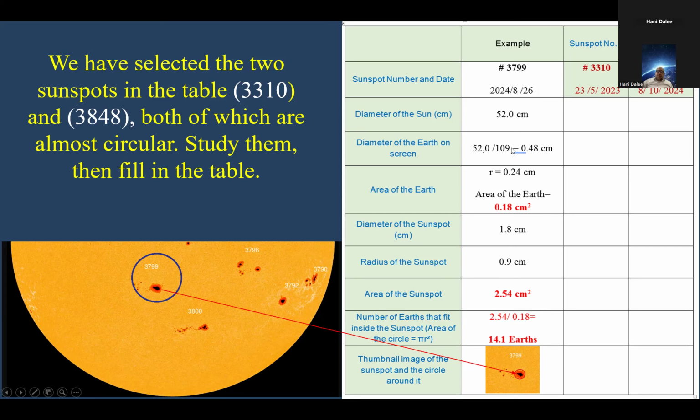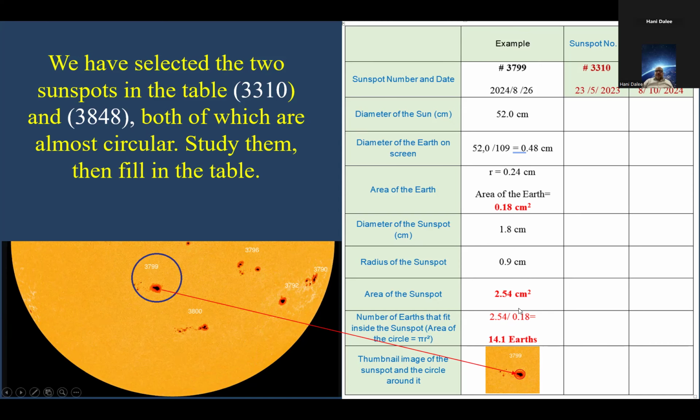52, I'll divide by 109. You remember, 109 Earths will fit on the disk of the sun. So by dividing these two numbers, I will get 48 centimeters, which is the diameter of the Earth as seen on the screen. If I bring this 48 centimeters, I need 109 of it to fit on the screen. So the radius will be 0.24. The area of Earth will be 0.80.